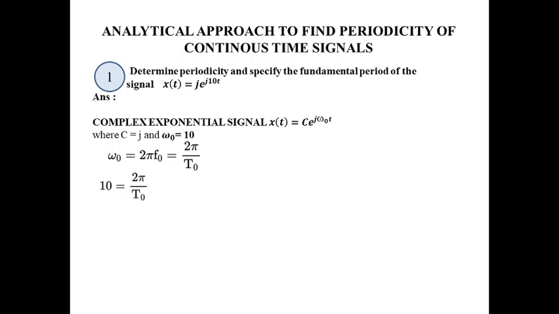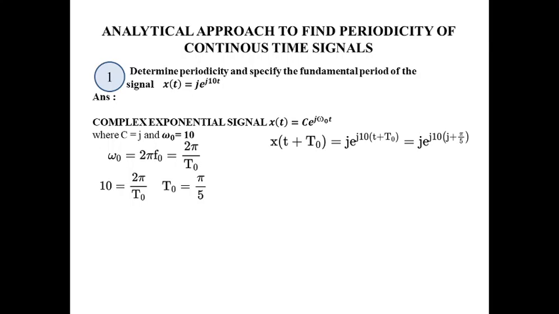From this, you substitute the value of omega naught, and you will get the value of t naught equal to pi by 5. I hope it is clear. So you have found out that the fundamental period of the signal is pi by 5, right? But you have to ensure whether the signal repeats every time for this fundamental period.